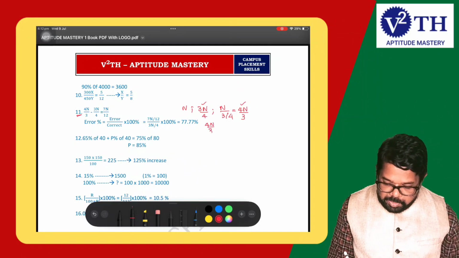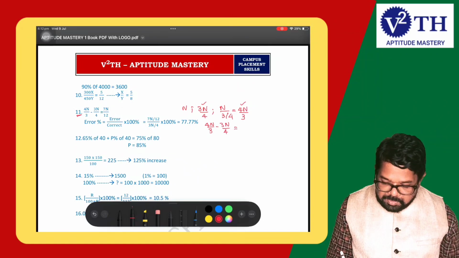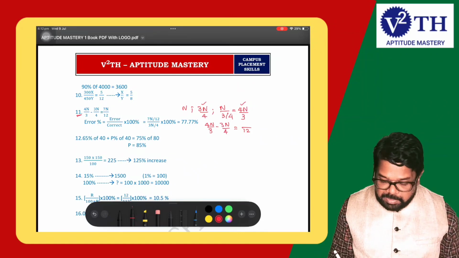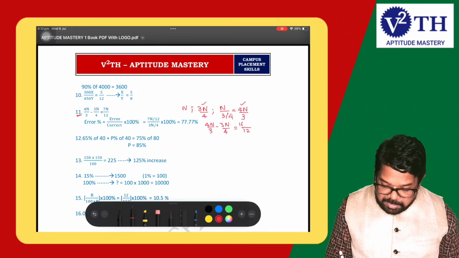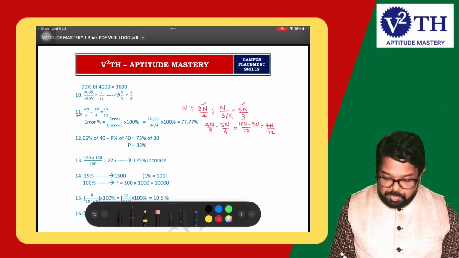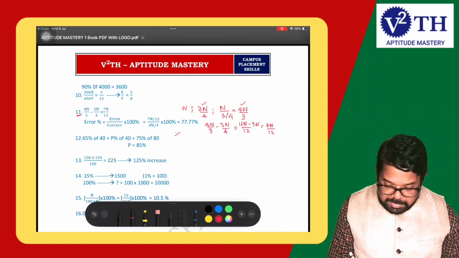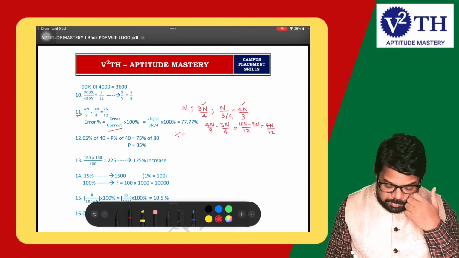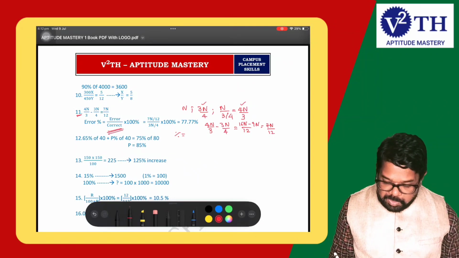How much error? You have to do 4n by 3 minus 3n by 4. 12 is the LCM. By cross multiplication, 4 into 4 is 16, 3 into 3 is 9, so 16n minus 9n, which is 7n by 12. This is the error. So what is the error percent? You have to calculate the error percent. How can you get error percent? Error by true value into 100. This is the keynote.